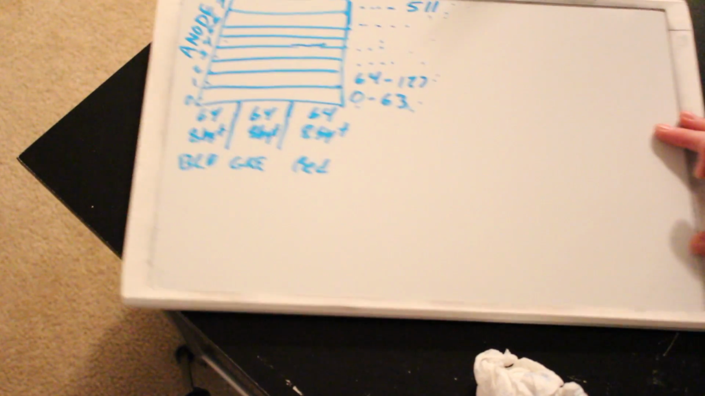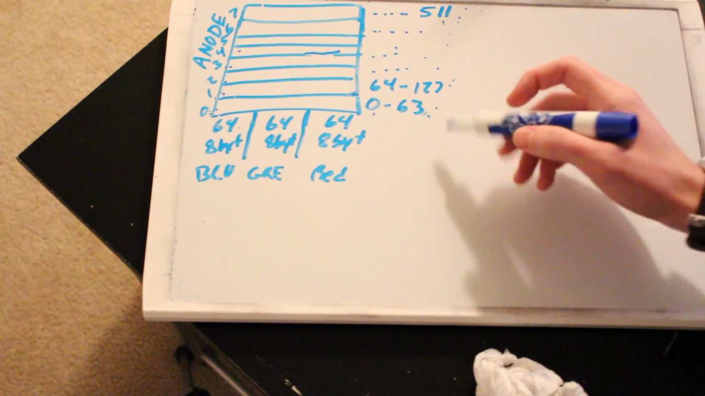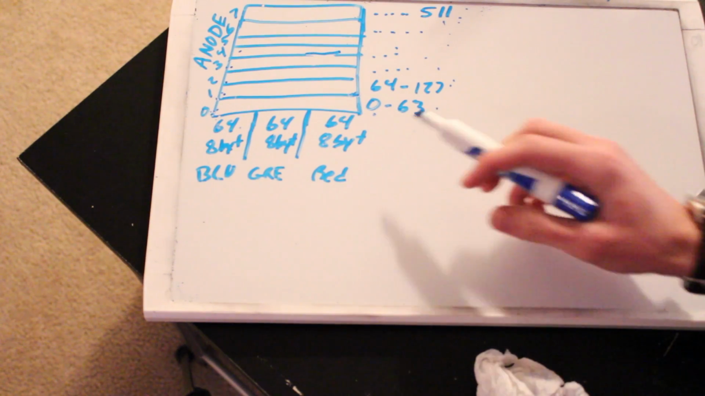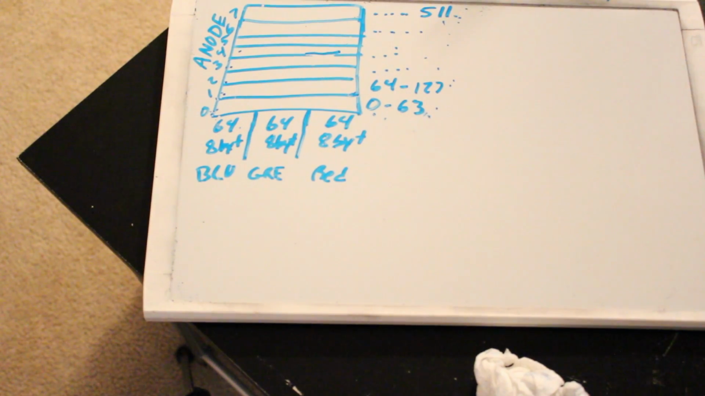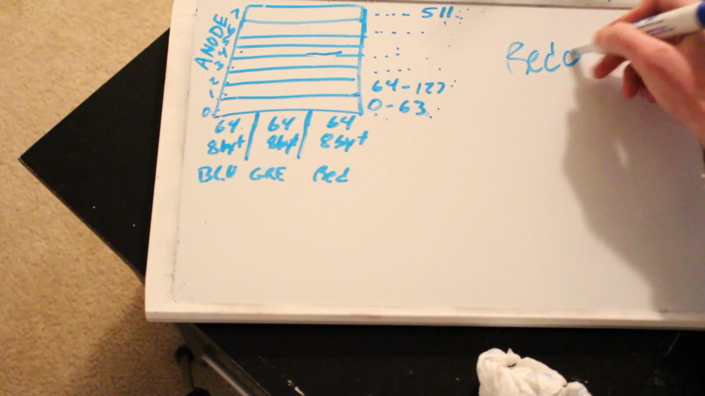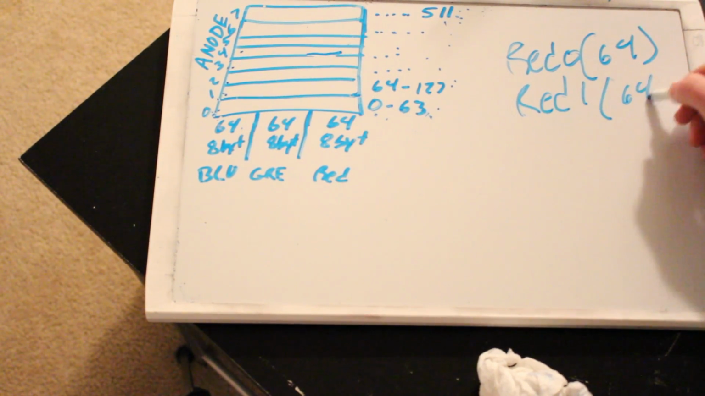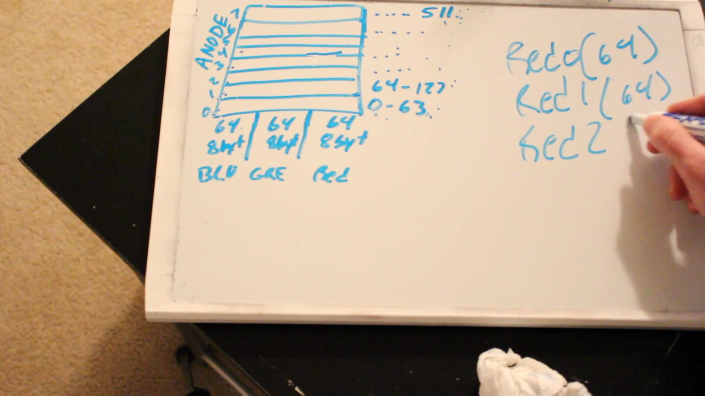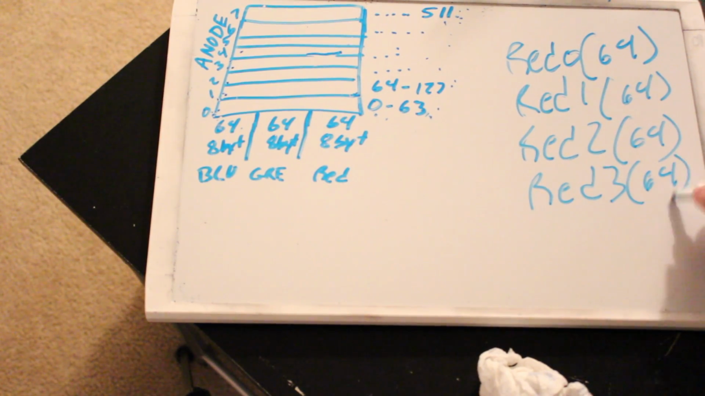With the cathode control, what you need to understand is that each LED represents a bit. Since we have 512 LEDs, we can assign each LED a bit in memory from 0 to 511. So that's 512 bits, which is why you may have noticed that we have things like red 0, 64 bytes wide, red 1, 64 bytes, and red 2, 64 bytes, and then one more, red 3, 64 bytes.